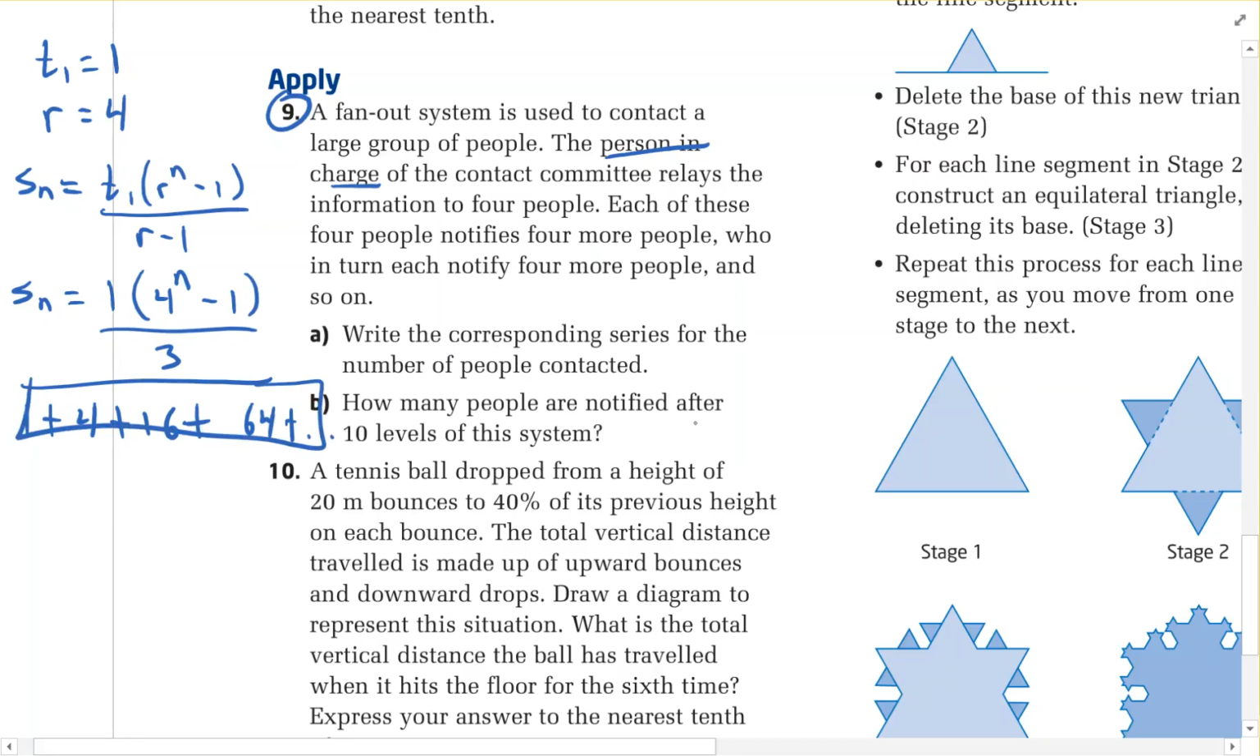So now, how many people are notified after 10 levels of this system? So we've made our general term up here. Let's just use that. So we're going to have S10 is equal to 4 to the 10 minus 1 all over 3. So we're going to have S10 is this number.